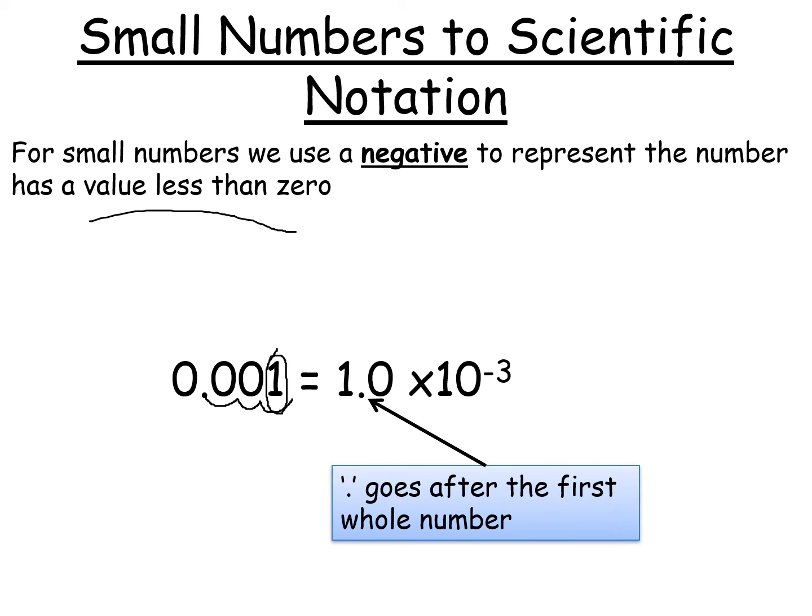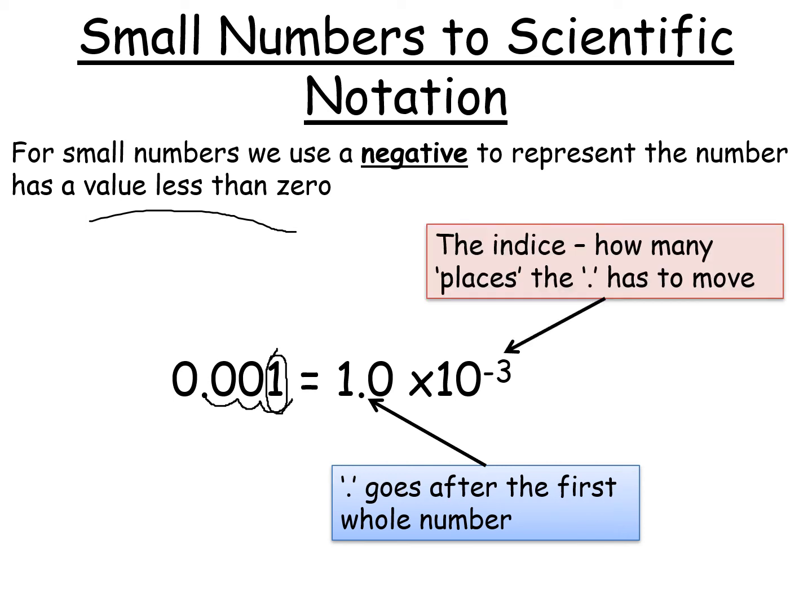And then in this, how many places the dot has to move. So it's moved 3 places. So it's 1, 2, and 3. Okay, wee bit trickier, but the rules are still the same.